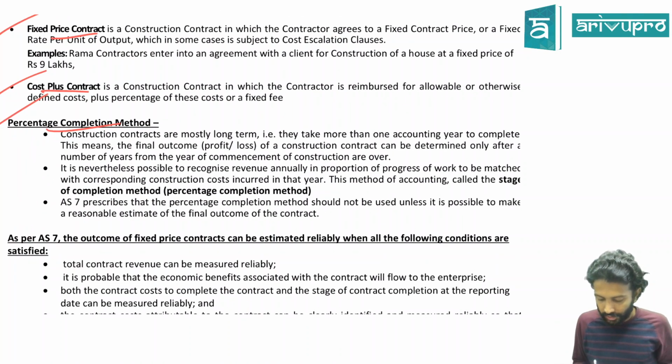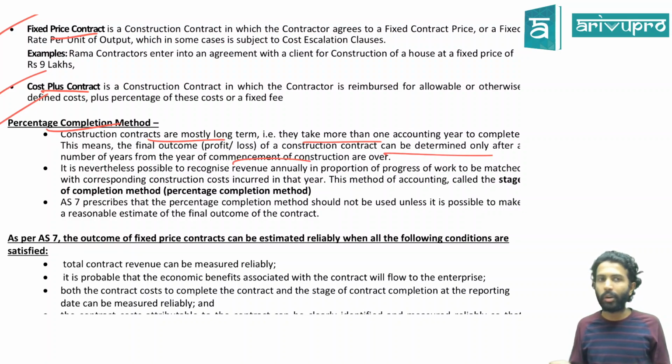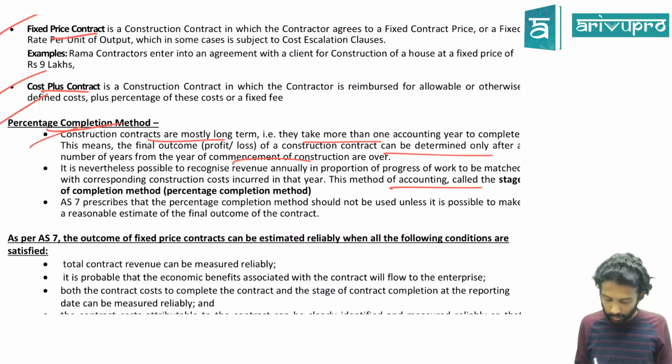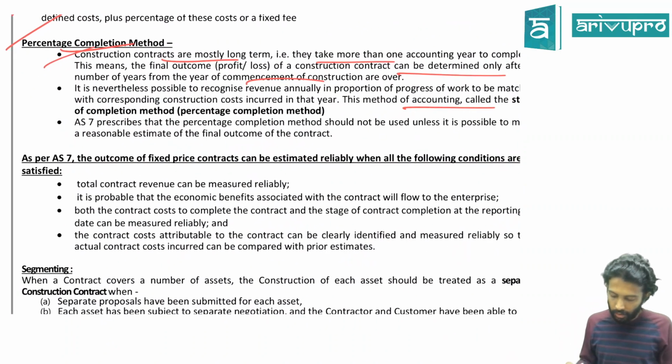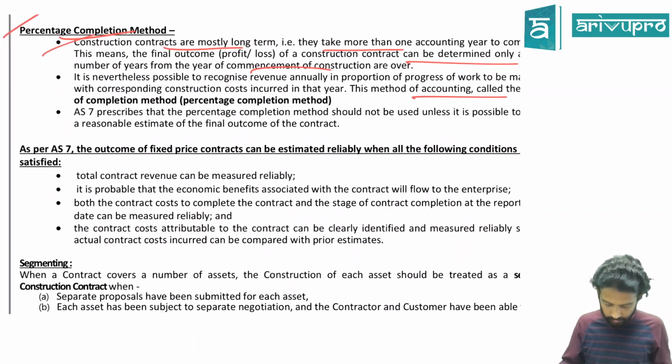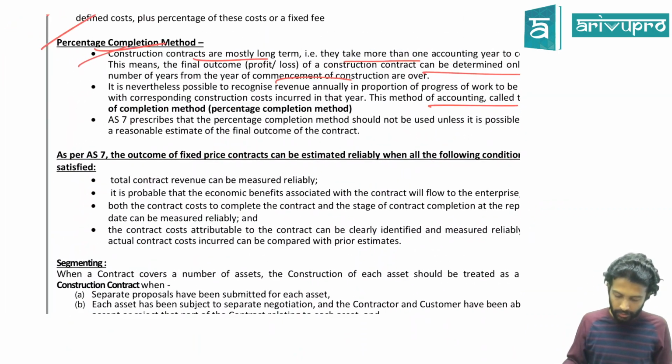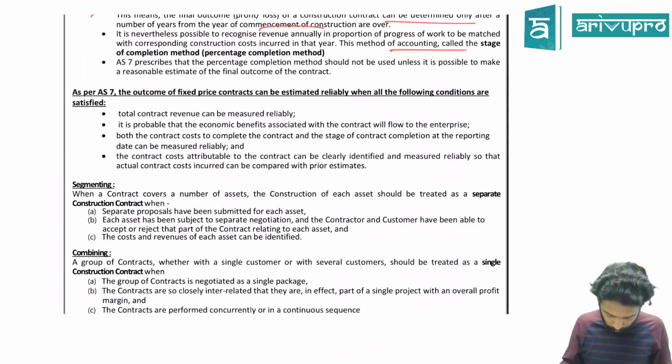That's what they're saying here. See, construction contracts are mostly long term, meaning they take more than 1 year to complete. Hence, there is a necessity to determine how much of revenue and cost has to be booked every year. This method of accounting, okay, this is fine. All right. So we'll come back to the percentage of completion method.